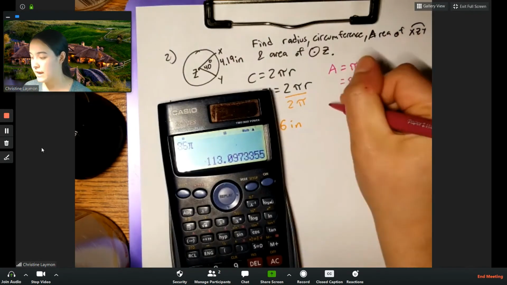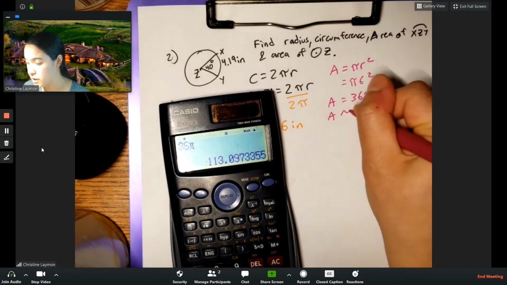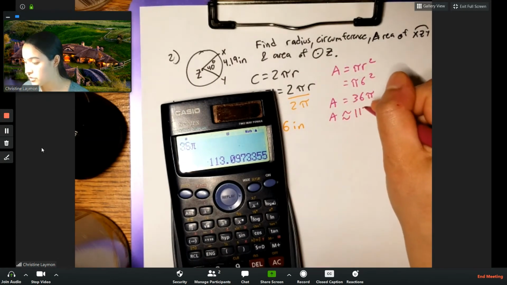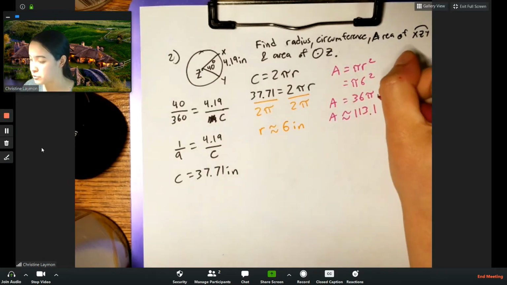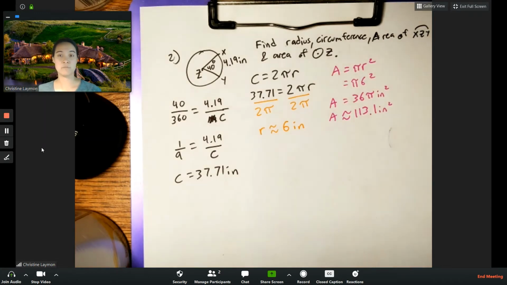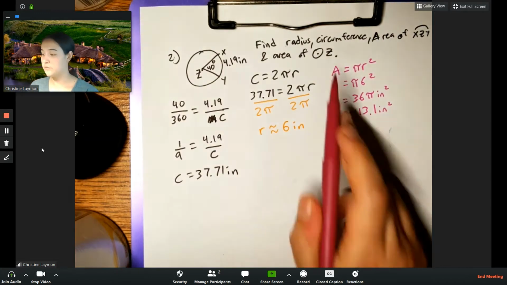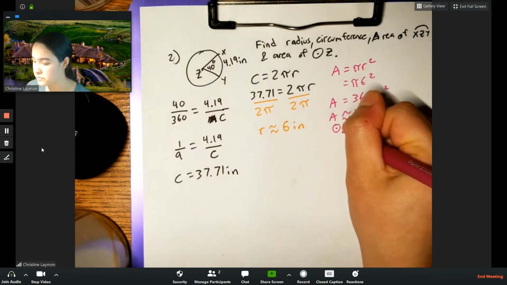So I can say area is 36 pi, but this value is also approximately 113.1, and our units are inches squared. And that is the area of circle Z. So I'm going to make a little note. This here is circle Z.